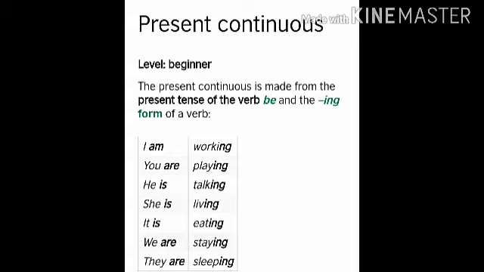For example, working, playing, talking, living, eating, staying, sleeping. Here you can notice with I, am is used, and with plural pronouns you, we, and they, we have used are, and singular subject takes is. Let's move to the uses now.